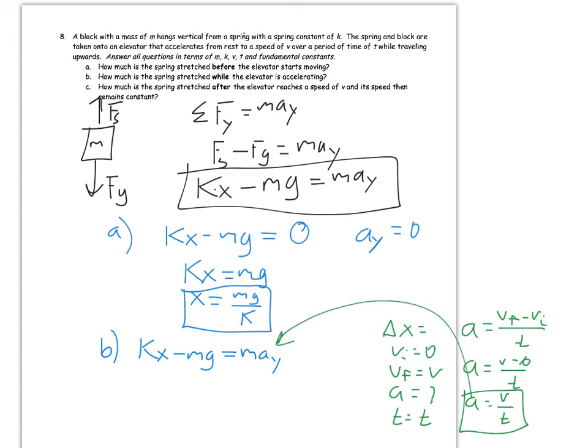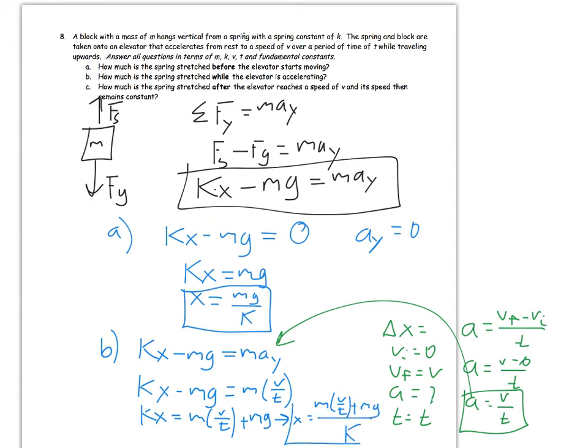So I can plug that in over here, and so then I'm left with kx minus mg equals m times v over t. I can go ahead and move that mg over, and I get kx equals m times v over t plus mg, and that means that x is equal to m times v over t plus mg, all over k. All right. You could simplify that slightly differently. You could factor out that m, but what I have right there is an acceptable answer as well.